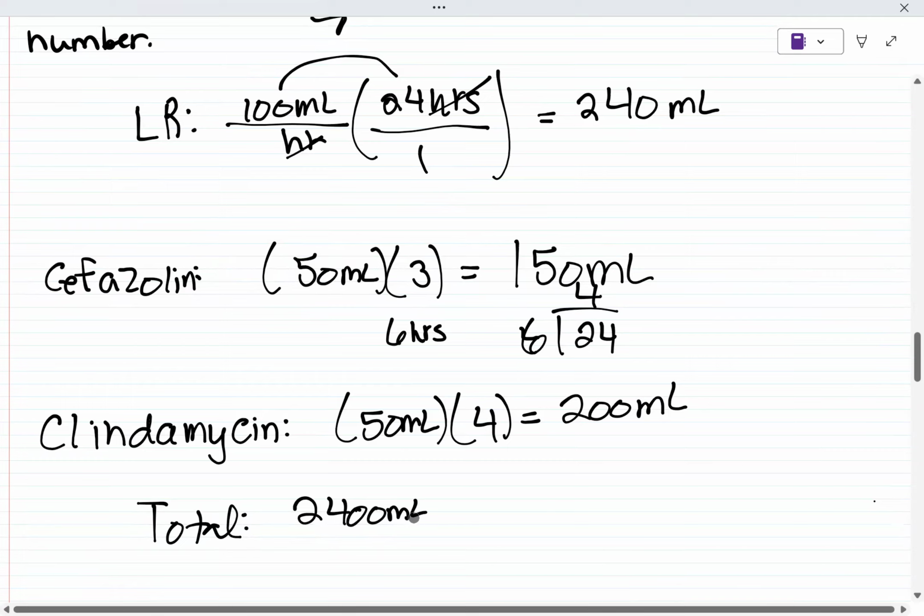And then your total is 2,400 milliliters plus 150 milliliters plus 200 milliliters. That is a total of 2,750 milliliters.